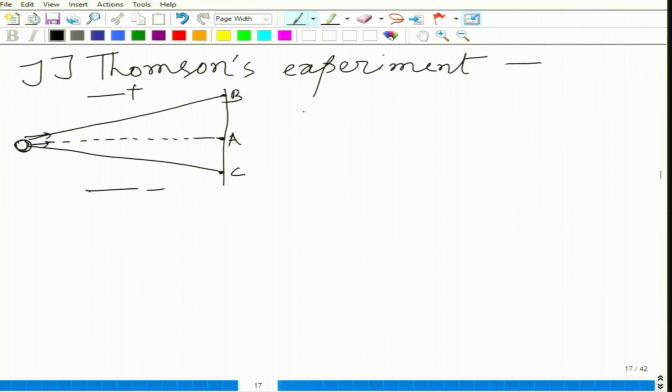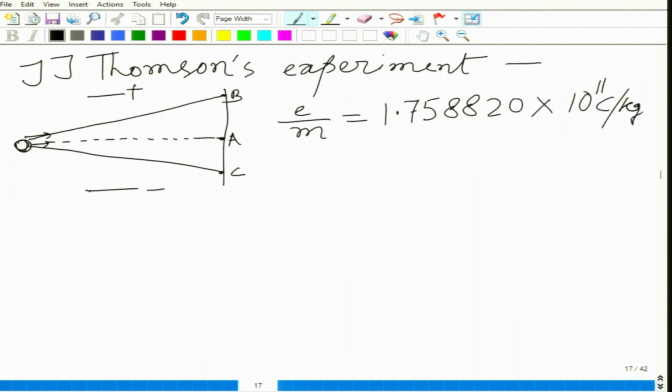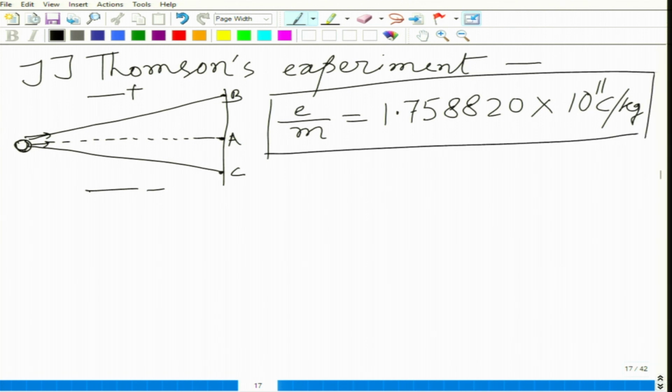From this experiment, the charge to mass ratio of the electrons was obtained, which was 1.758820 into 10 raised to the power of 11 coulomb per kg. So, this was the charge to mass ratio of the electrons.